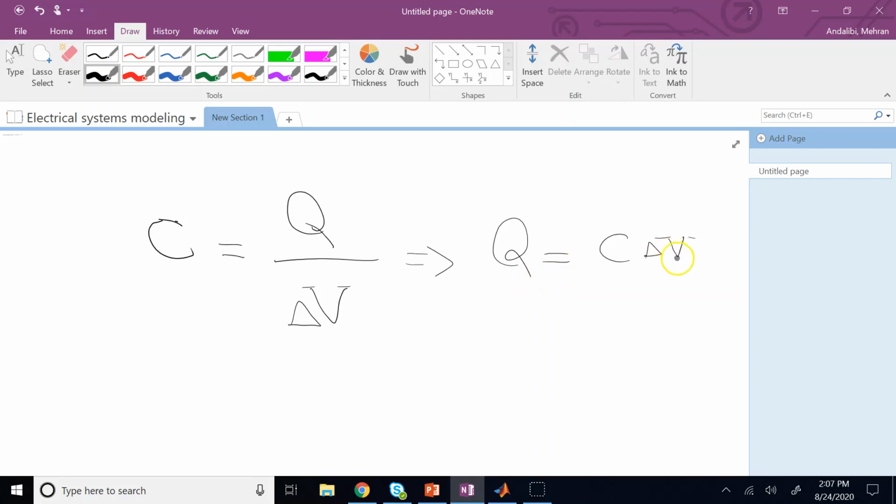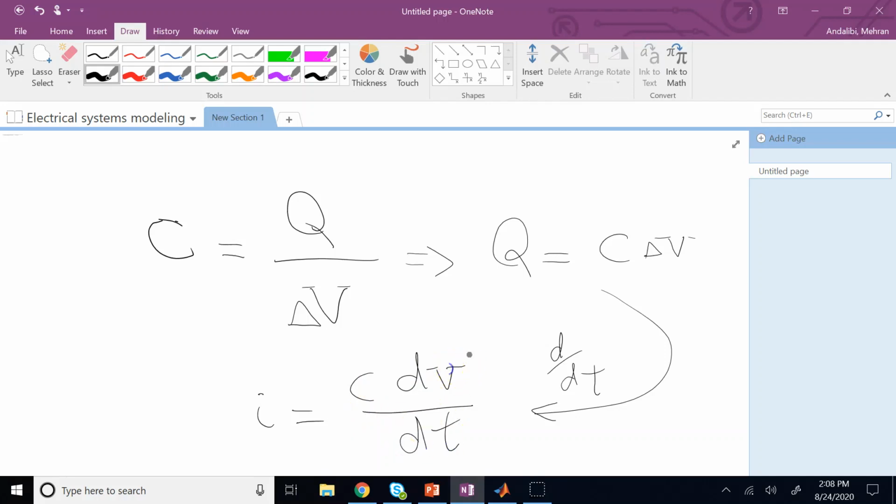If you cross-multiply, you get Q equals C times V, or delta V. Now what you need is to take a time derivative of this equation. The time derivative of electric charge is the electric current I, and the right-hand side is C dV over dt. So this is the law between the current passing through a capacitor and the voltage across the capacitor: I equals C dV over dt. That's the governing law for a capacitor.